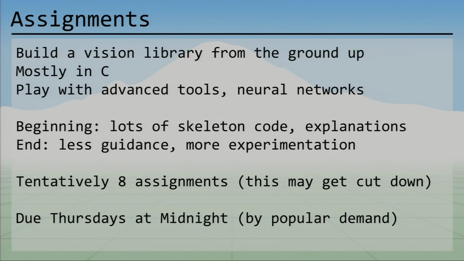We're out of the introduction. We are going to be building a full computer vision library from the ground up. It's going to be mostly in C, and we're also going to be playing around with some advanced tools, things like neural networks, doing some crazy matrix stuff. In the beginning, we'll give you a lot of resources and a lot of explanations, so we're going to help you a lot early on. By the end, hopefully you'll need a little bit less guidance.